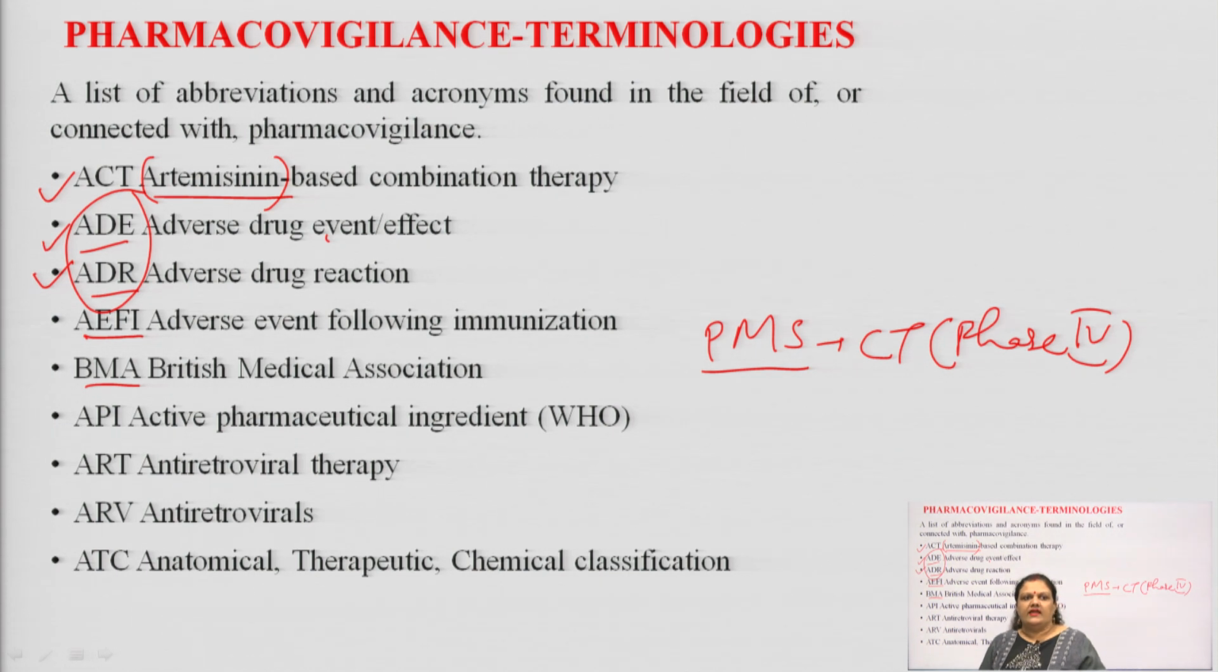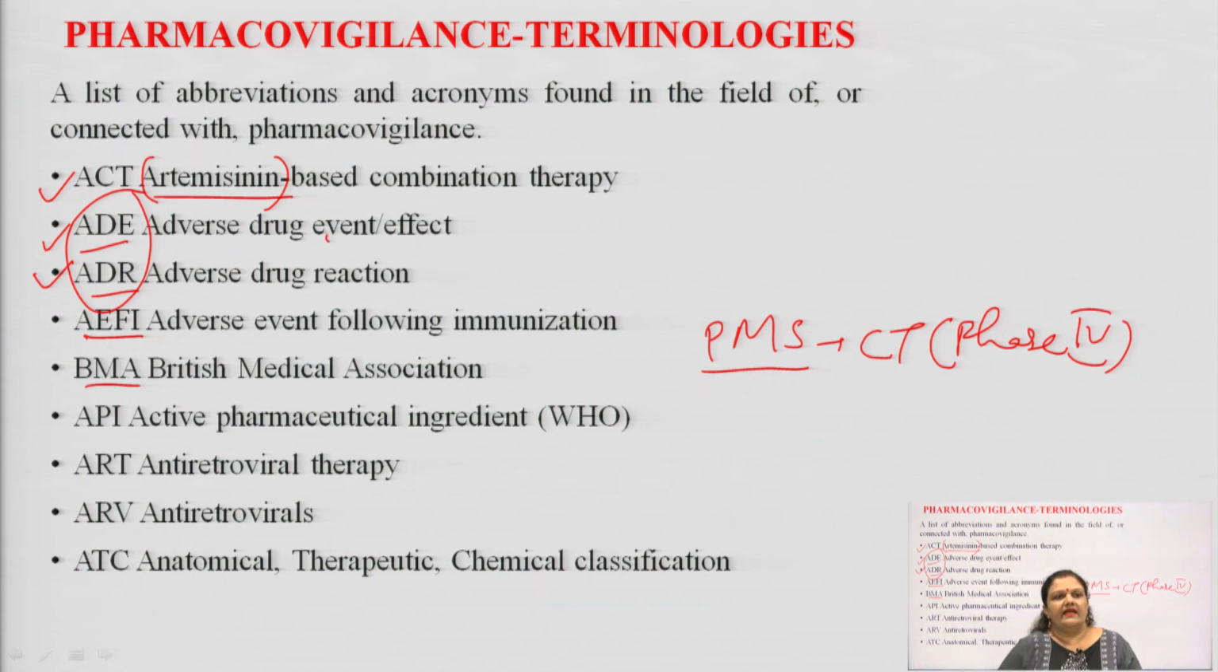Next one is the API. You all know about API. API is nothing but the active pharmaceutical ingredient as per WHO guidelines, World Health Organization. So, the active pharmaceutical ingredient is the main therapeutic pharmacological moiety of the medicament which is responsible to show the change when we take the particular medicament against any disease or disorder.